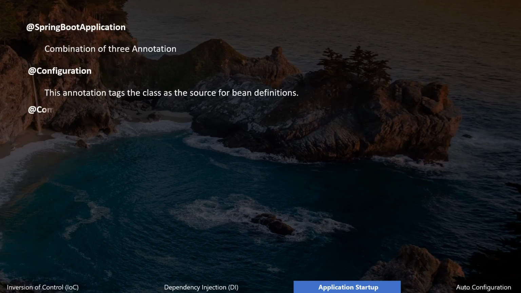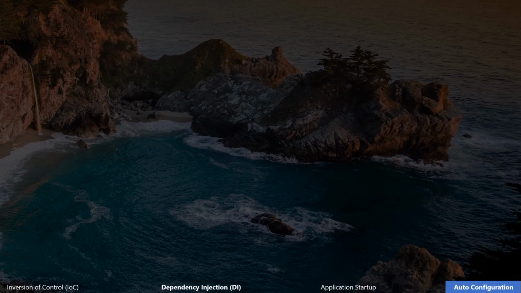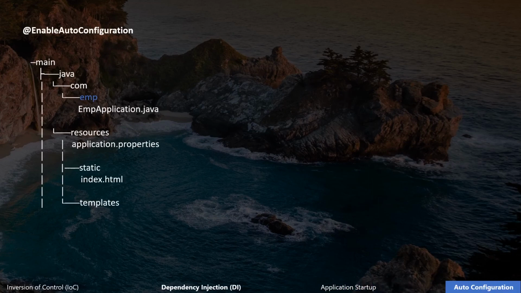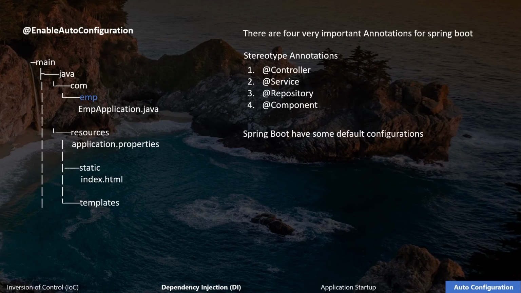The second annotation is @ComponentScan, and this tells Spring Boot to look for other components, configuration and services in the specified path. So Spring Boot will scan your entire code and look for all the classes with special annotations. If you have multiple classes with the configuration annotation, it will go through each and every one of them and create beans out of them. And if you have other classes with different special annotations, it will create beans of them, or it will behave a different way.